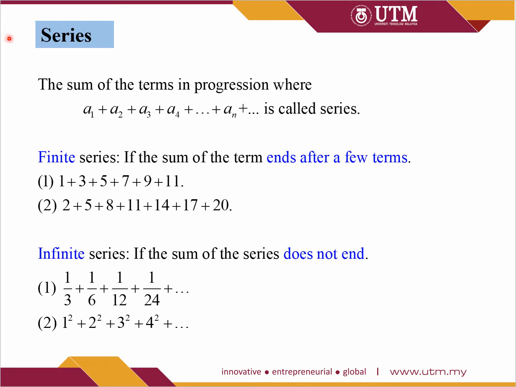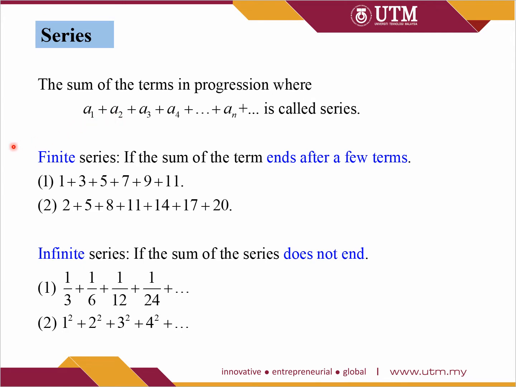Meanwhile, a series is the sum of the terms in a progression, where a1 plus a2 plus a3 up to an is called a series. So you can see between these terms, we have addition. That is what makes it different from a progression. A progression is a list of terms, given that a1, a2, a3 is the progression. But if there is addition, it is called a series.